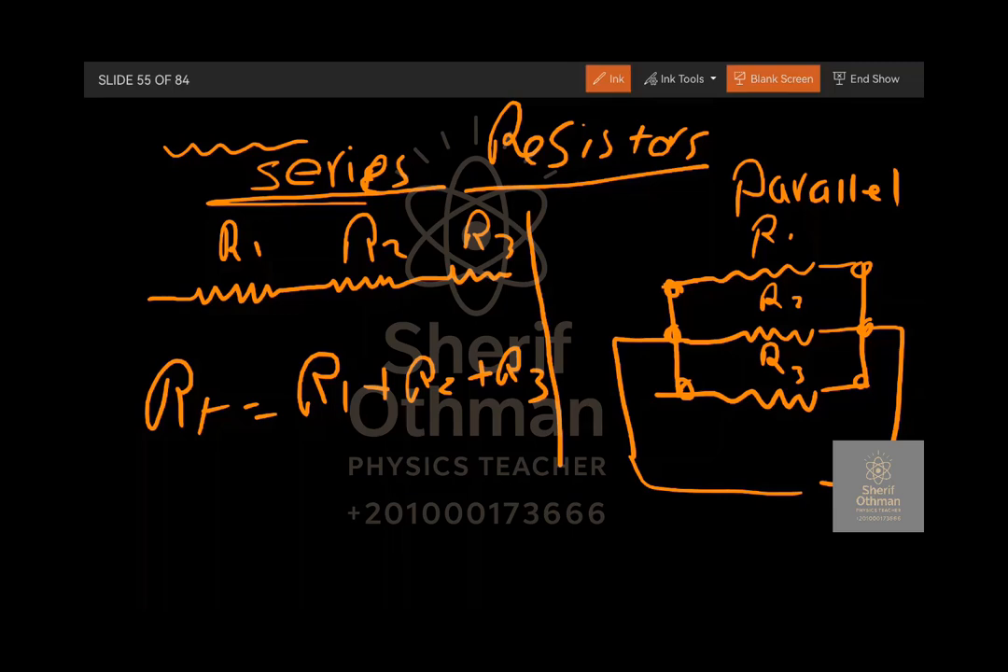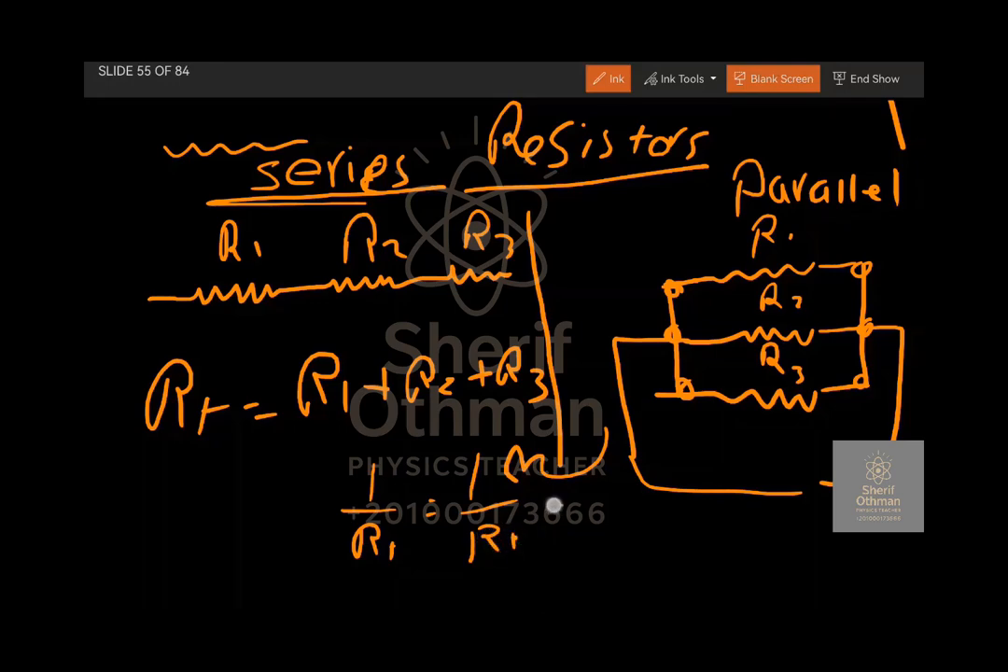The aim of this connection is decreasing the resistance, as 1 over R total is equal to 1 over R1 plus 1 over R2 plus 1 over R3 and so on. So by the end, you're going to find that R total is smaller than the smallest resistor inserted in the circuit.